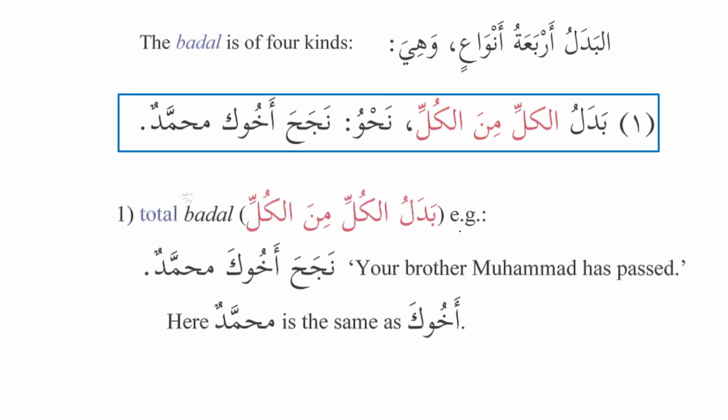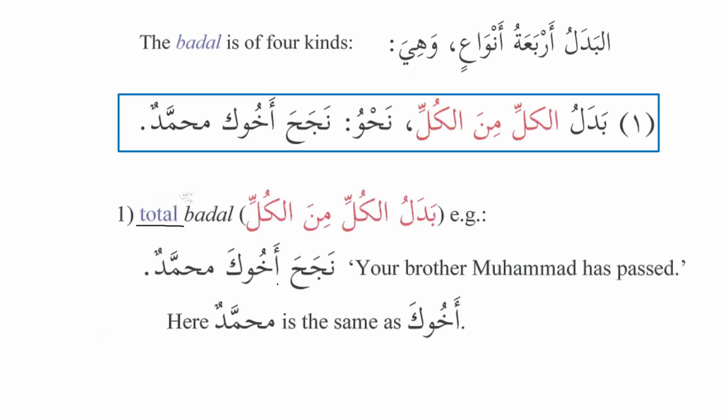Al badalu arba'atu anwa'in wahiya: the badal is of four kinds, and we will look at them one by one. Badal al kulli min al kulli, nahwu najaha akhuka muhammadun. So this is called total or absolute substitution.